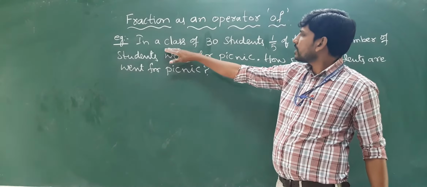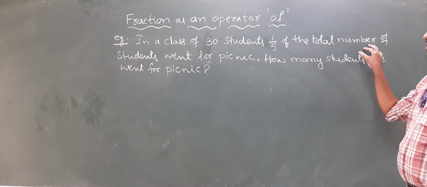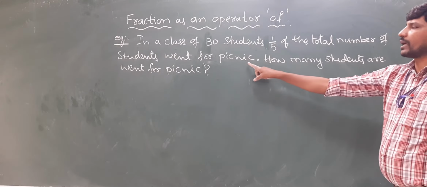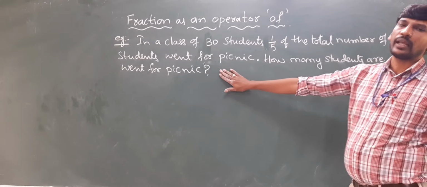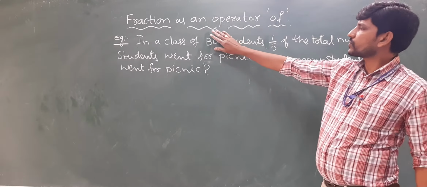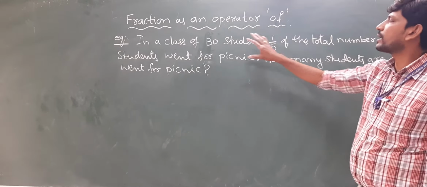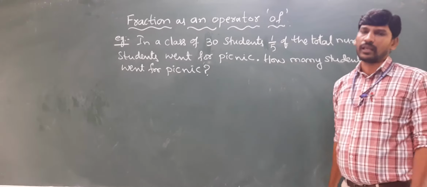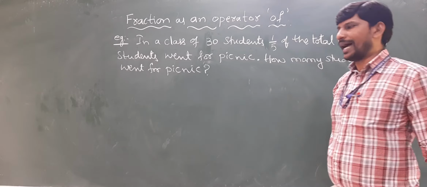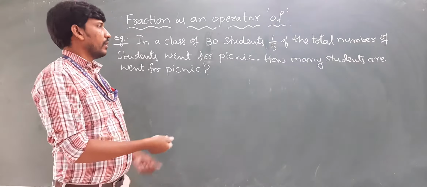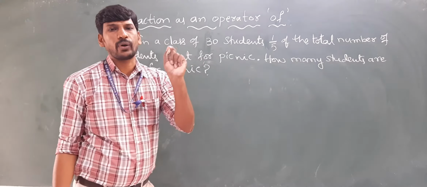In a class of 30 students, 1 by 5 of the total number of students went for picnic. How many students went for picnic? Actually, the total number of students in the class is 30. Out of 30 students, 1 by 5 part of the students went for picnic. We are going to find out. As we discussed earlier, before this example, of indicates multiply, means product.